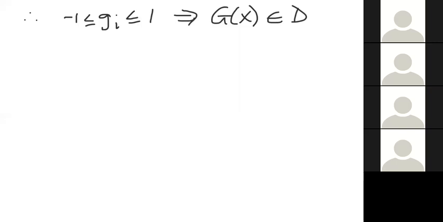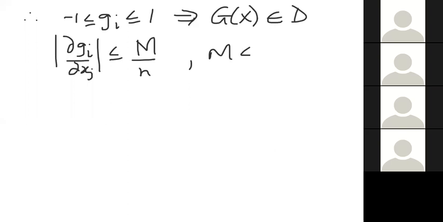So according to the first part of that theorem, if g(x) is in D, then it means this g has a fixed point. But we do not know if it is a unique fixed point or not. For it to have a unique fixed point, this other condition must be satisfied: the partial of g_i with respect to x_j should be less than or equal to m/n, where m is less than 1. So that's the next thing we need to do.